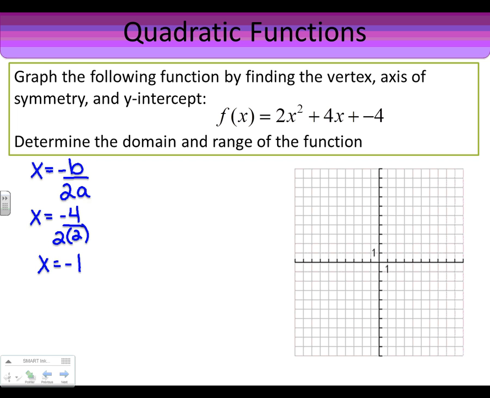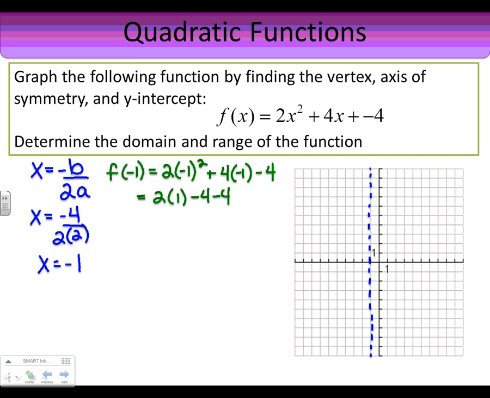So our axis of symmetry is at negative 1. Now we know about where the center of our parabola is. To keep going and find the vertex, we need to plug in negative 1 for x, because we know that our vertex will lie on the axis of symmetry. So the x value of the vertex has to be negative 1. So let's plug it in and figure out what y is. Plug in that negative 1, and we get negative 6. So our vertex is at negative 1, negative 6.